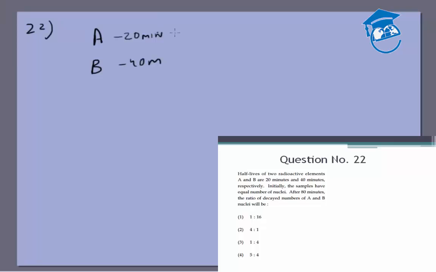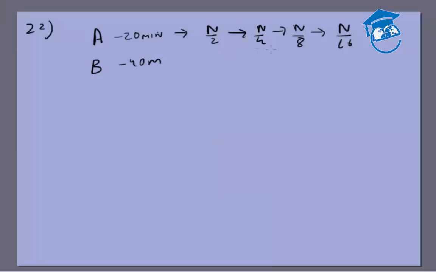So after 20 minutes, if this had an initial number n, after 20 minutes it becomes n by 2. Then after 40 minutes, n by 4. 60 minutes, n by 8. After 80 minutes, this is n by 16 is left. Right, half of it will be decomposed in every half-life and half of it will be left. So this is at the end of 80 minutes.